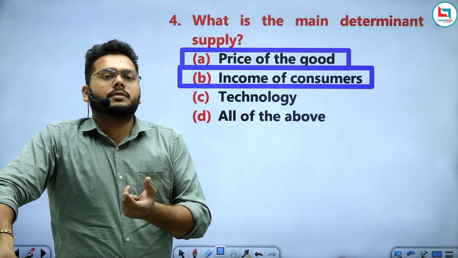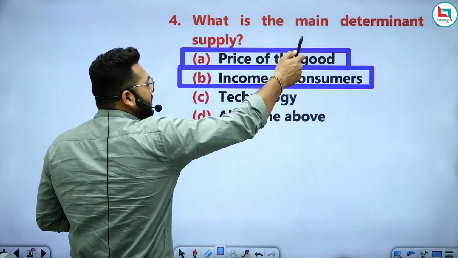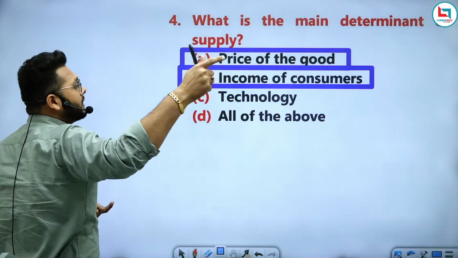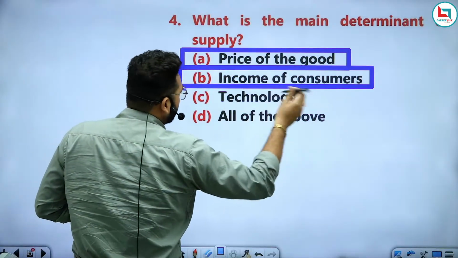So this would mean what? Income of the consumer increases, so supply by the producer will also increase due to the increase in the price of that commodity. So that is why the answer will be: income of the consumer also.